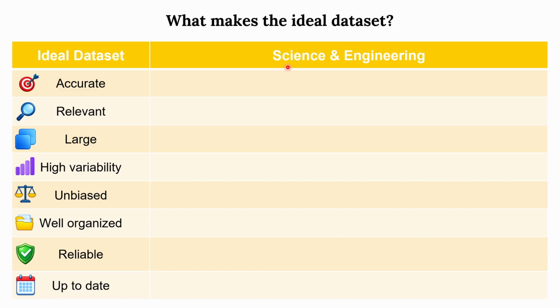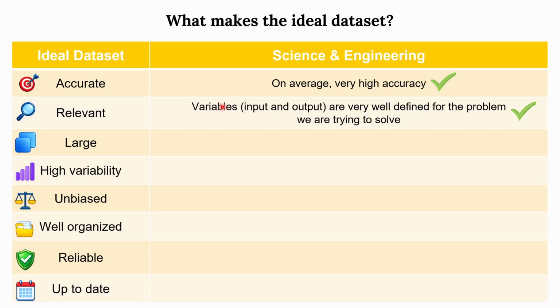What does it look like for science and engineering? On average, the datasets have very high accuracy. Variables, input and output, are very well defined for the problem we are trying to solve. Data from experiments or simulations takes time to obtain, so the datasets tend to be small.